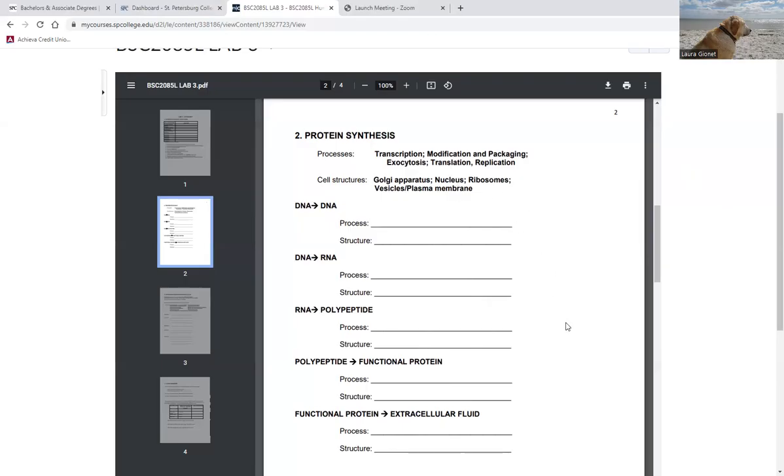If I'm pointing to the nucleus and I ask you what process of protein synthesis occurs in this organelle, the big blue ball there, there's actually two things, right? We have replication and we have transcription occurring there. So you might have transcription, modification and packaging, replication, more than one above, or it might just be transcription or replication.